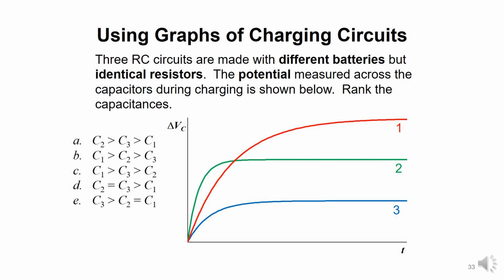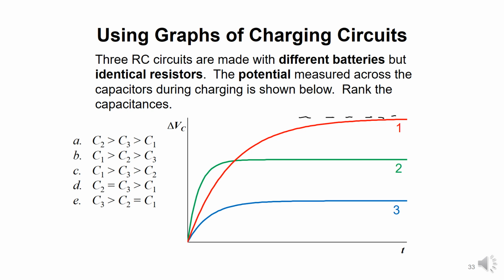So graph 1 starts from 0 in red, goes up to some maximum value. And then graph 2 starts from 0 as well, goes up to a different maximum value less than what 1 was. And graph 3 starts from 0 as well and goes up to an even smaller maximum value. So let's draw dashed lines to represent the maximum value. Let's start with capacitor 1. Draw a dashed line to show the maximum value it reaches.